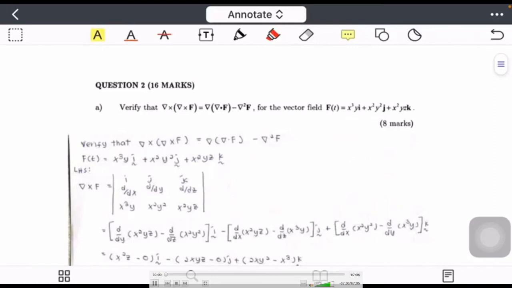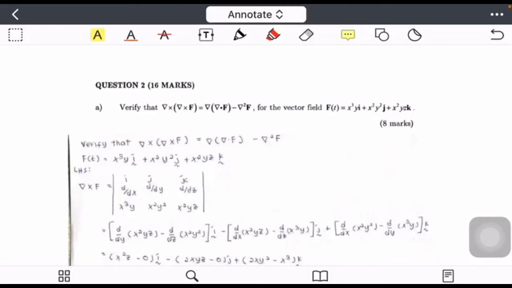Next, 2A, verify that del times del times F equals del del dot F minus del squared F for the vector field F equal to x cubed y i plus x squared y squared j plus x squared y z k. Untuk soalan ini hanya mengandungi satu vector field saja.